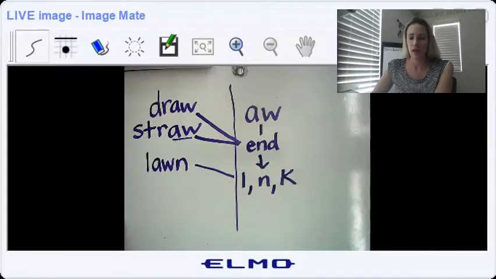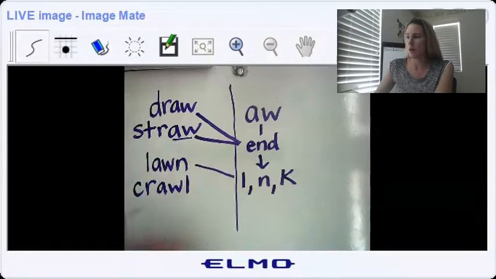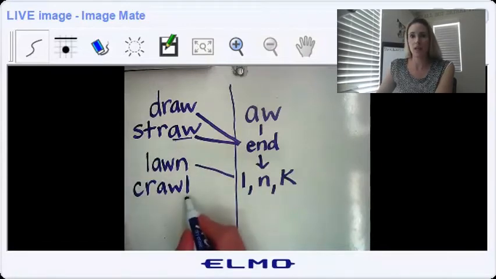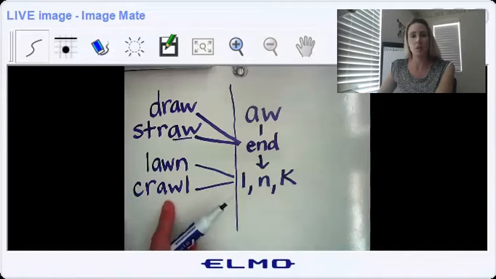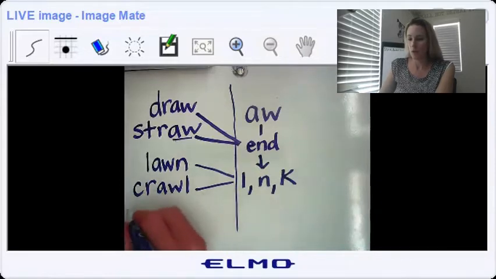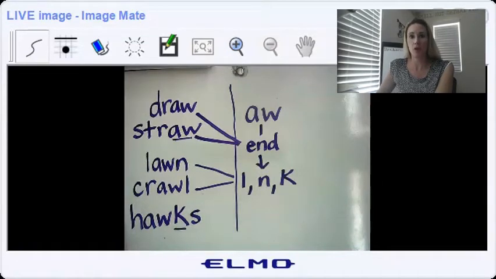Okay. Then I might have a word like crawl. Again, the AW is not the end. This word's ending in an L. But according to my rule, if the base word ends with an L, I'm going to use the AW spelling. And another word from your story is the bird that's a hawk, or if it's plural, hawks. Now, remember we're talking about the end of our base word. So I'm not thinking about the plural S, but this ends with a K. So again, I'm going to spell this with the AW spelling.